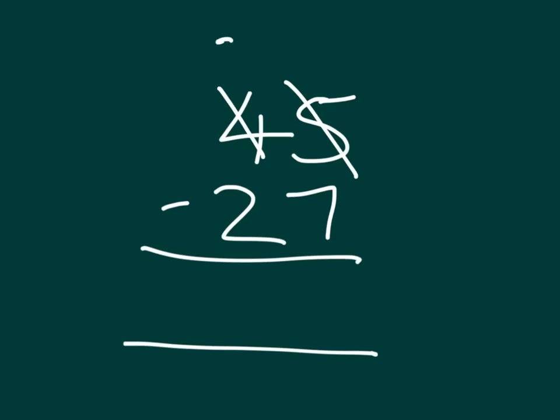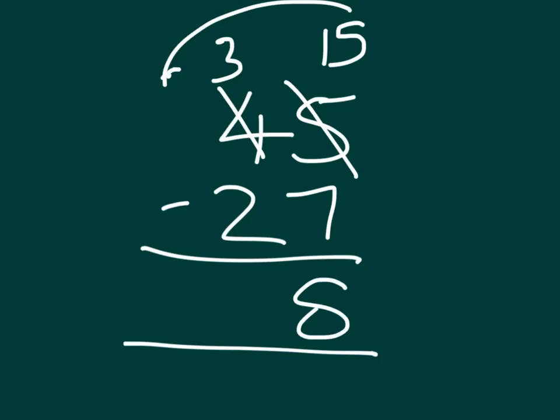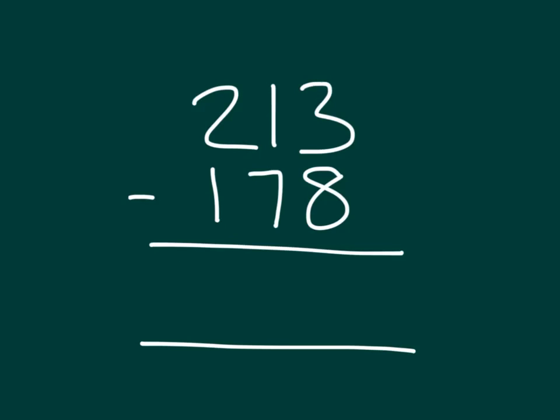So I'm going to make this 3 up here because we're trading a 10, bringing it over to here, and 10 plus 5 is 15 to make it work. So again, we're trading a 10 from this side over to here. So we go 15 minus 7 equals 8, and then your 10s, 3 minus 2 equals 1. The answer is 18.